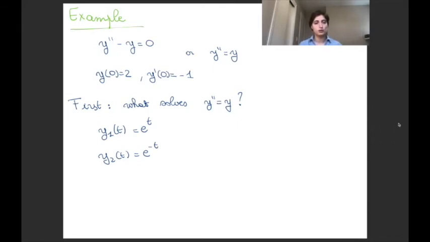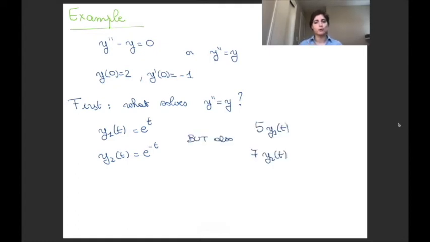So we are in a situation in which we have two solutions for our ODE. We are not looking at initial conditions yet, so let's wait a second to look into that. We're just looking at what solves y'' = y. And we retrieve two different functions that satisfy that.